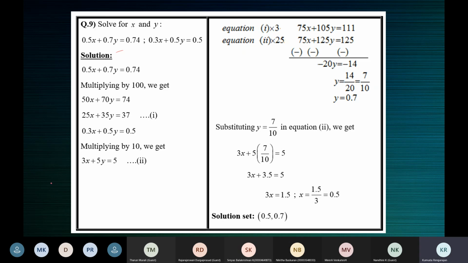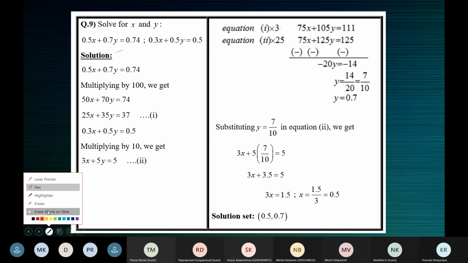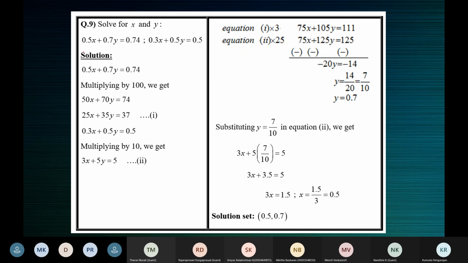So here in this question, children, I'm back. We would like to get rid of the decimal point in the equations. So now this is the first equation. You can see that 0.5 has one decimal place, 0.7 has one decimal place, but 0.74 has two decimal places. So let's multiply this equation by 100.